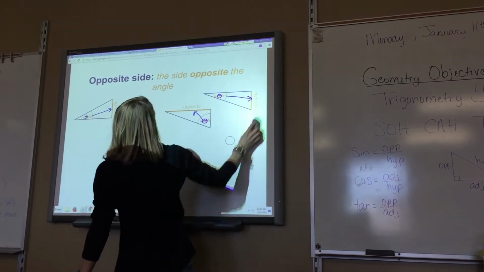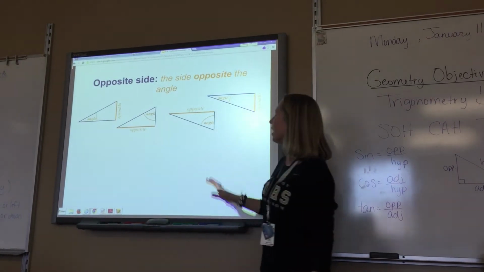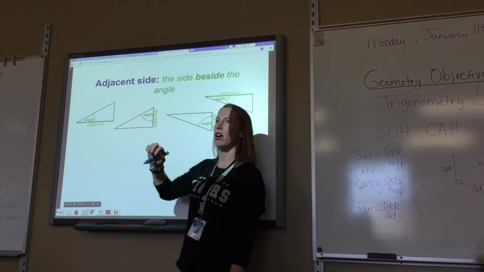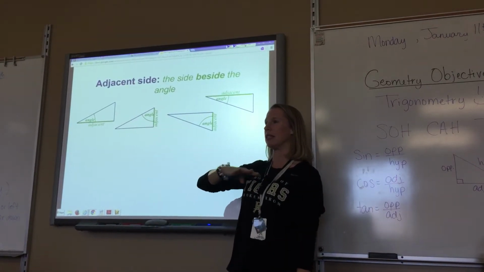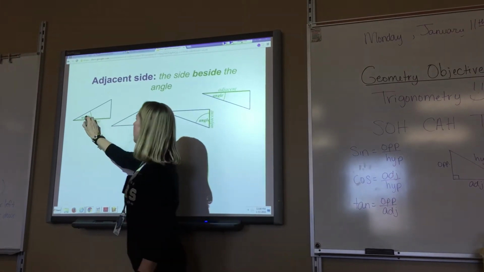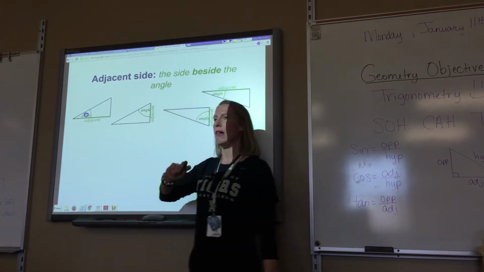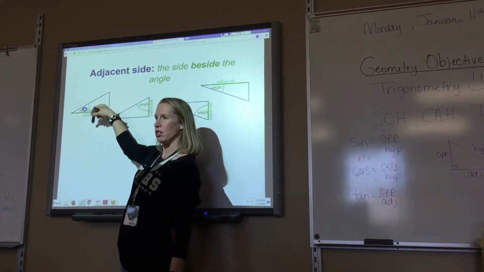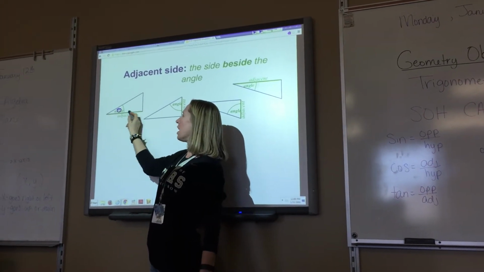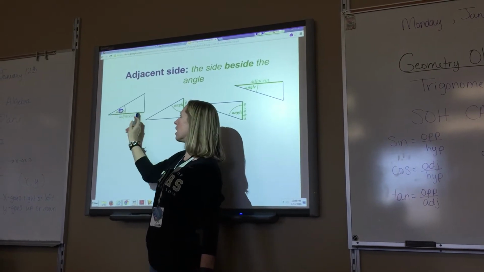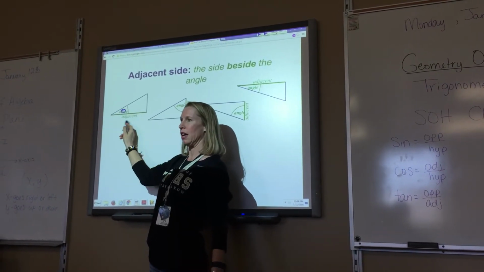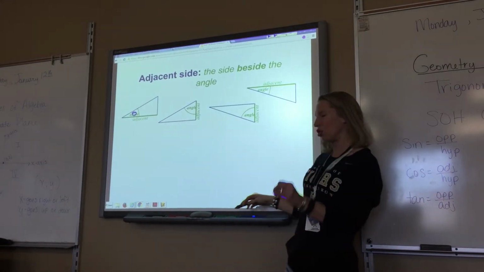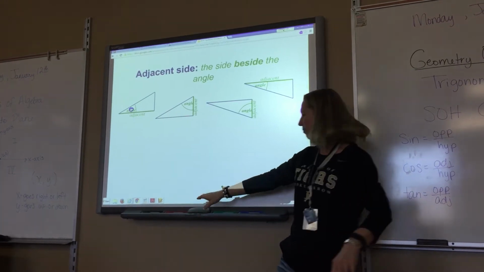Okay. The adjacent side is probably the hardest one to find, but if you remember where the hypotenuse is, it's the side that's not the hypotenuse. So you're going to have your theta, your angle, and it's not the side opposite, and it's not the hypotenuse, it's the other side. So it's right next to the angle. Even though the hypotenuse and that side are both next to the angle, do you see that? It's not the hypotenuse side. So the adjacent side is next to the angle, but not the hypotenuse.